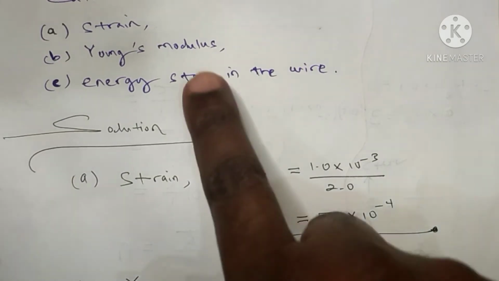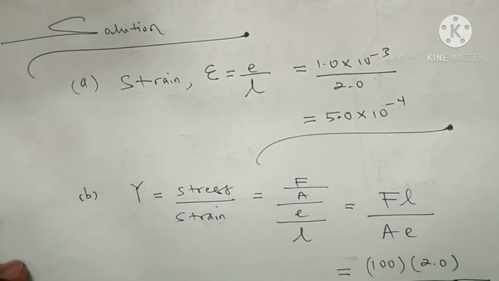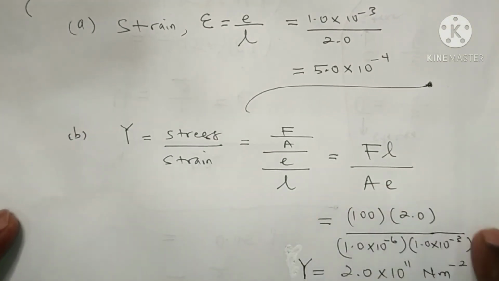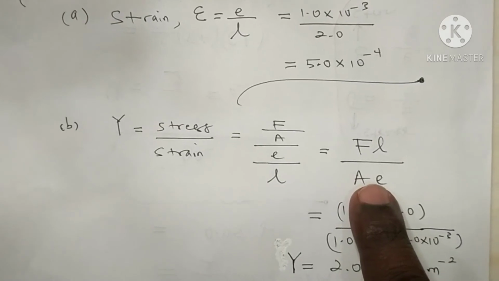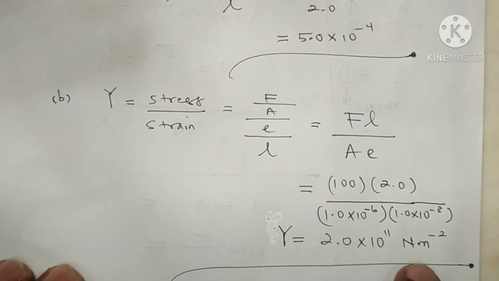And for Young modulus, it's the ratio of stress and strain. You will get this formula, and substitute all the values accordingly into this formula, and we will get Young modulus as 2.0 times 10 to the power of 11 Newton per meter square.